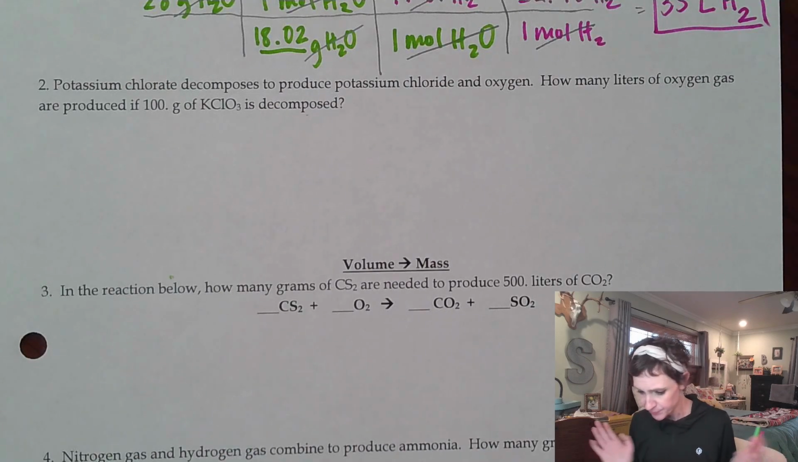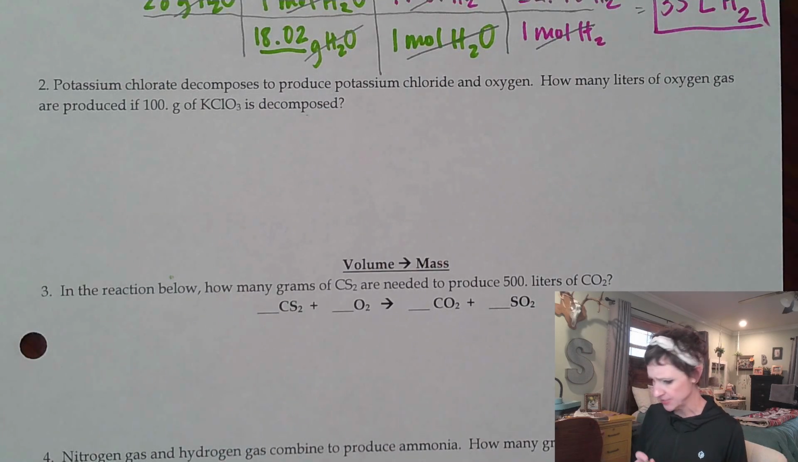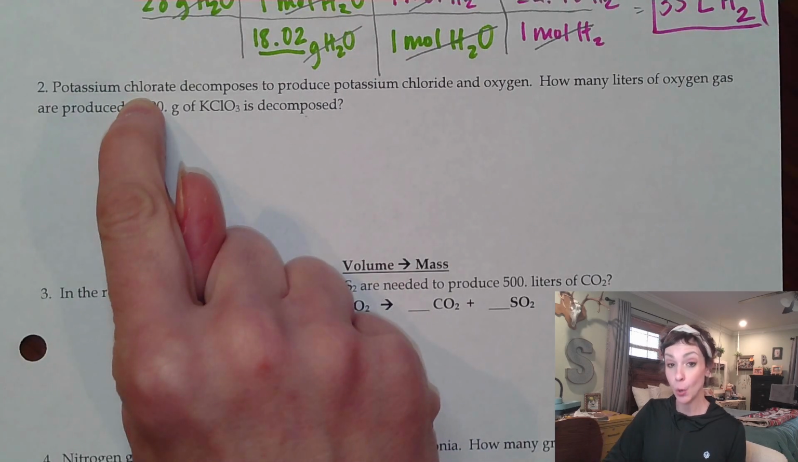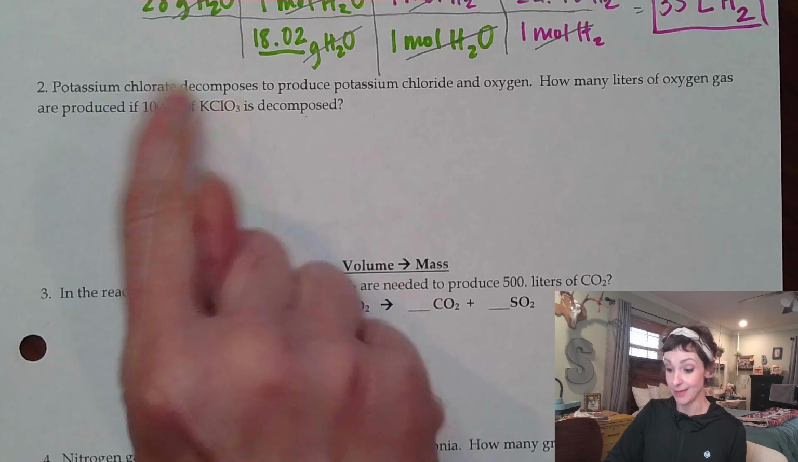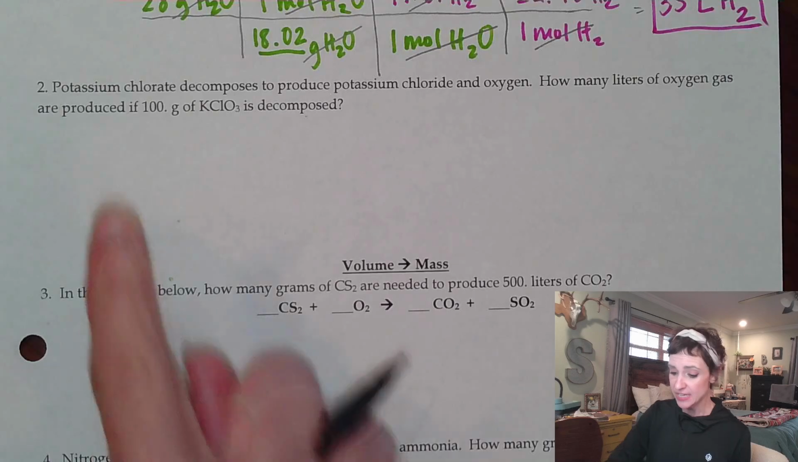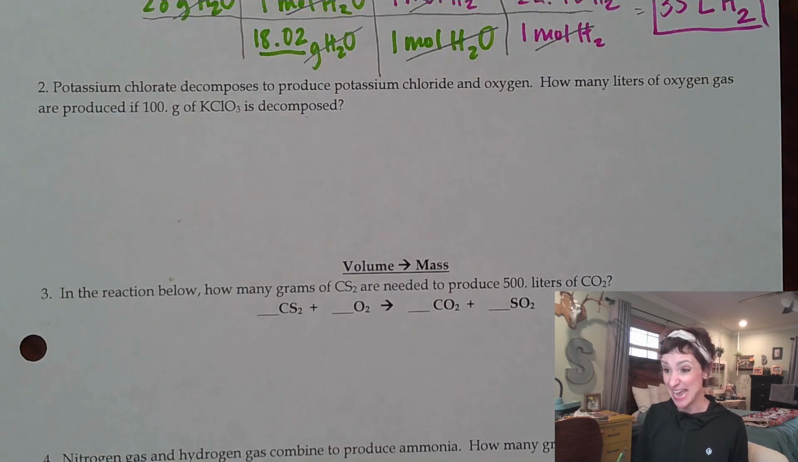Okay, let's see. Potassium chlorate decomposes to produce potassium chloride and oxygen. Okay, I've told you some things. Potassium chlorate decomposes. That means he's your only reactant here. So I can go ahead and write him right now. So potassium chlorate is made up of potassium.